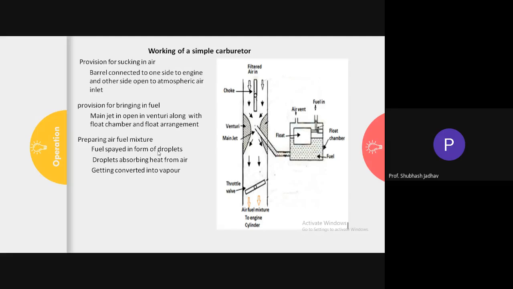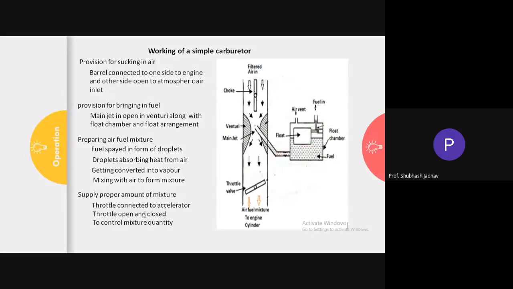The fuel droplets, which were in liquid form, are now getting converted into fuel vapor, and then this fuel vapor and air mix with each other to form an air fuel vapor mixture of the required proportion, of the required quality. Here we are using the word quality. The quality of the mixture means there should be a proper amount of air and a proper amount of fuel in it, and this mixture that has been prepared has to be supplied, and for that we have a throttle connected to the accelerator.